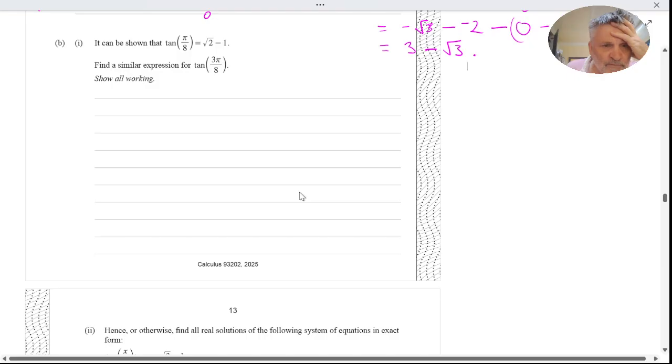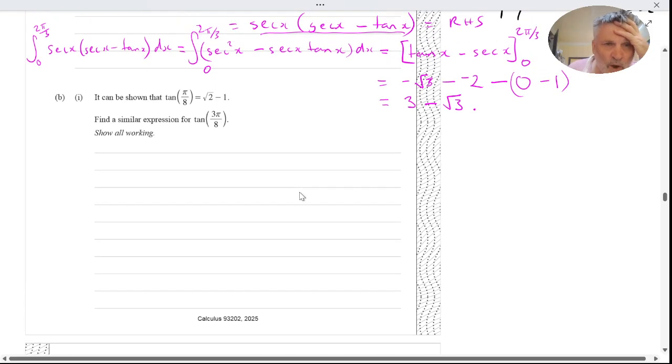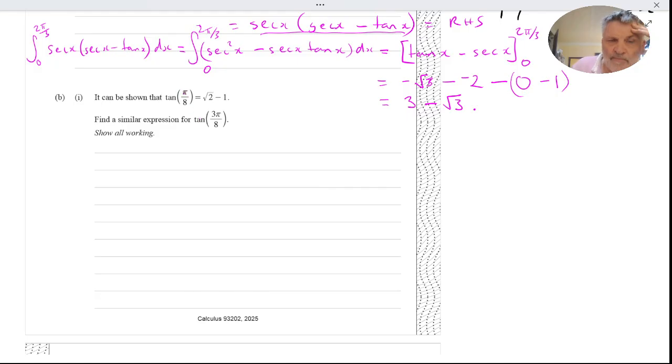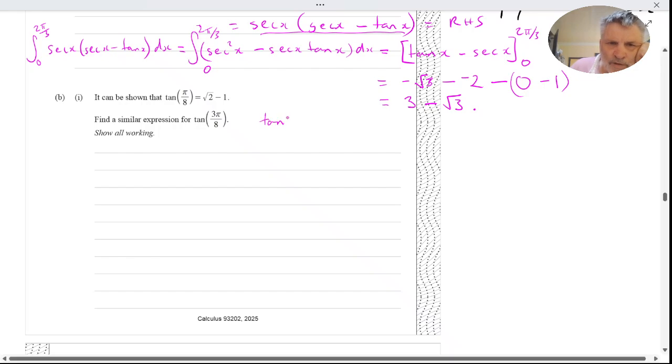Part B. We haven't got much room for, it's only part B1. It can be shown that tan pi over 8 equals root 2 minus 1. Find a similar expression for tan 3 pi over 8. I have done this question based on my knowledge that tan pi over 4, this is another one of those special triangles where you have 1, 1 and root 2, a right angle triangle. So tan pi over 4 is 1, that's well known.